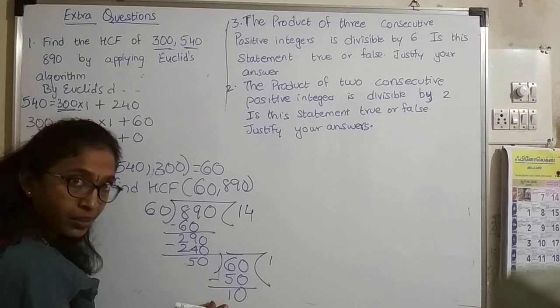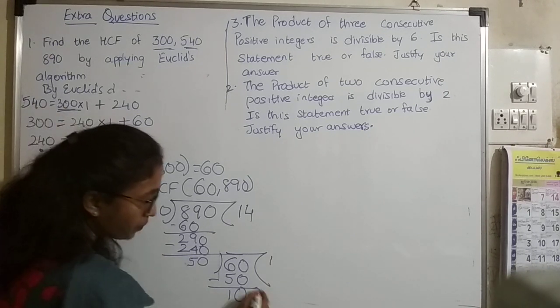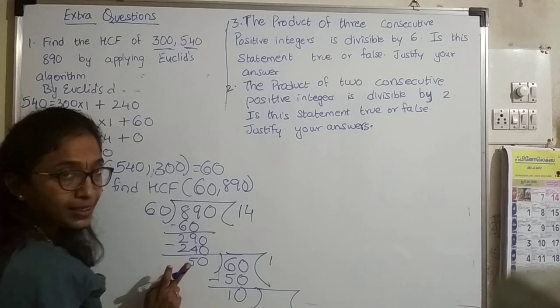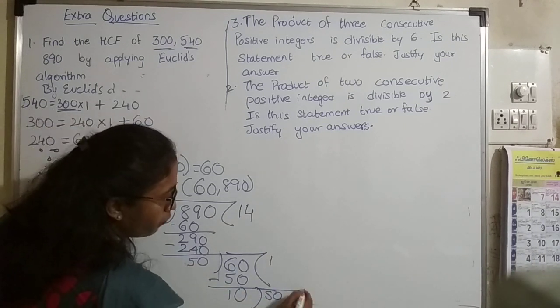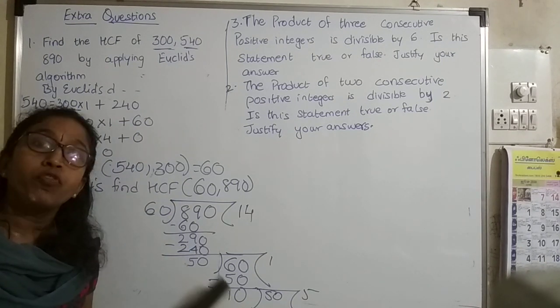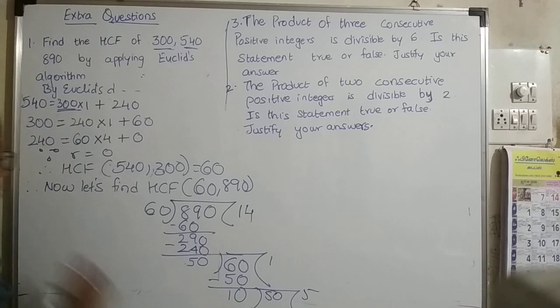10 is a remainder, which becomes a divisor, and 50, which is a divisor, becomes a dividend. So 10 5s are 50. So you get the ultimate answer: HCF of three numbers is 10. So let's write it down.